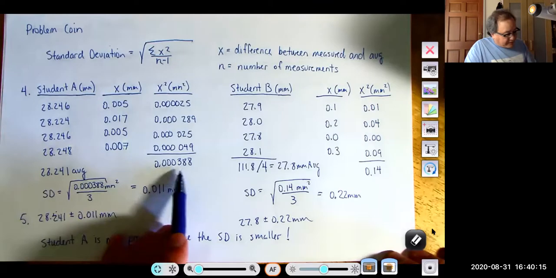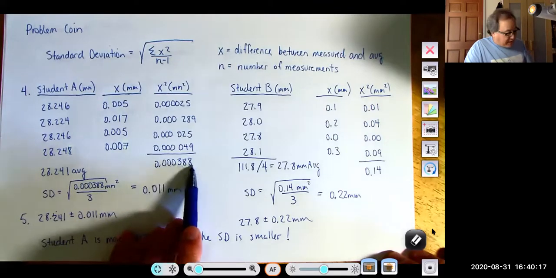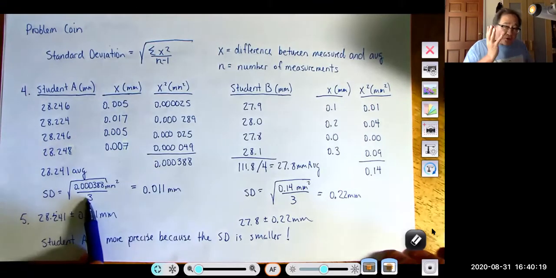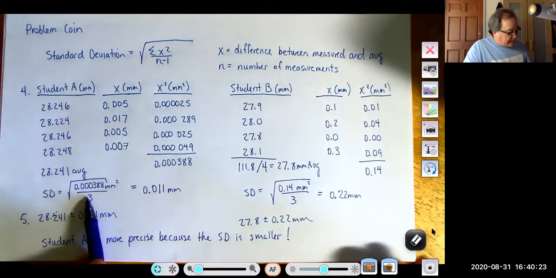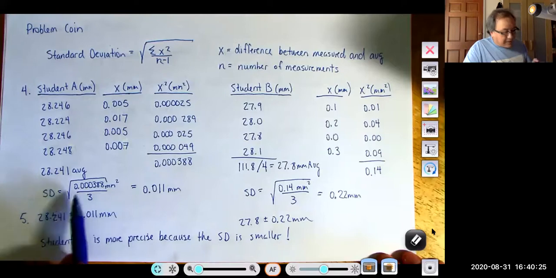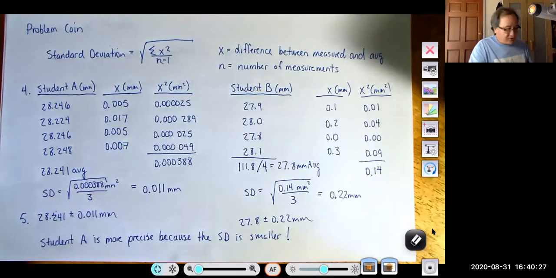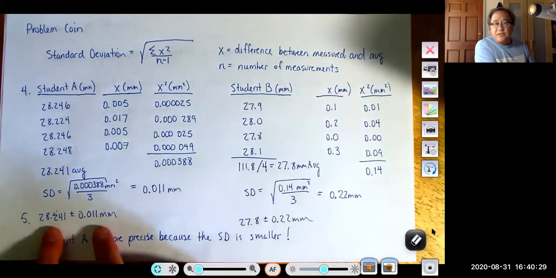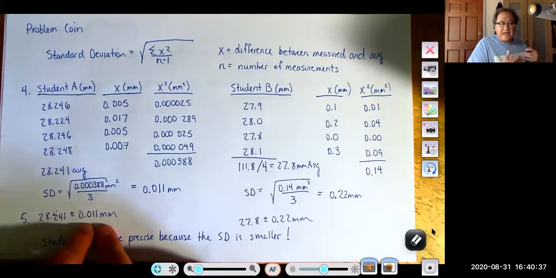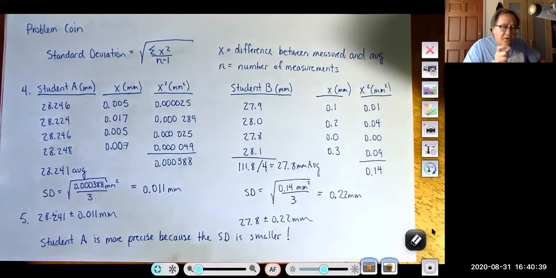Okay, so we add these together. We get 0.00388. Divide by 3, because there are 4 samples, we divide by 3, and then we take the square root and we get 0.011 millimeters. The way this would be written would be 28.241 plus or minus 0.011 millimeters. So that's our uncertainty, which tells us how precise we are. The smaller that number, the more precise the number we have in front of it.